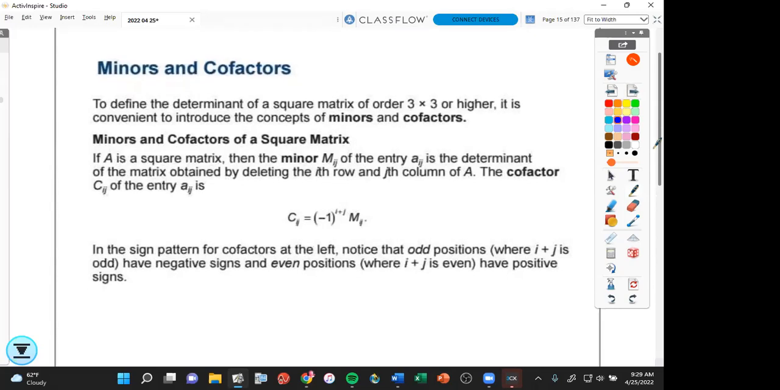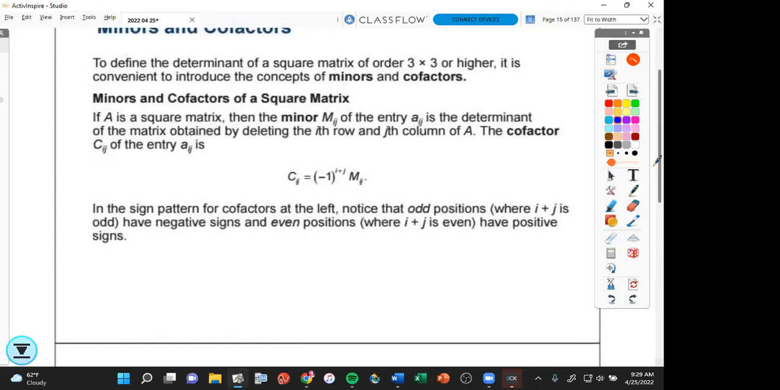Minors and cofactors of a square matrix. If A is a square matrix, then the minor M sub ij of the entry A sub ij is the determinant of the matrix obtained by deleting the ith row and the jth column. Is that what you heard? Okay. The cofactor is simply the opposite of the minor.